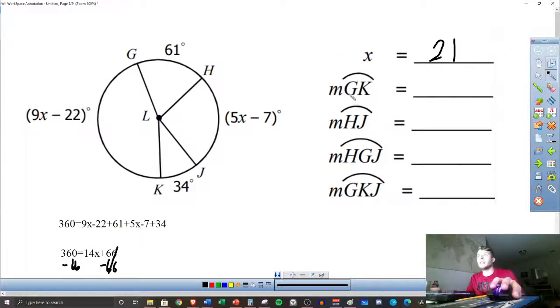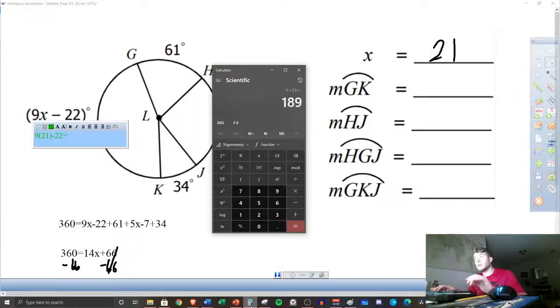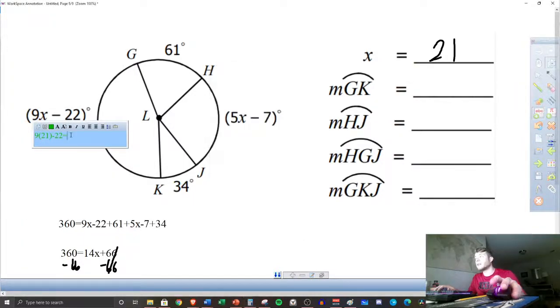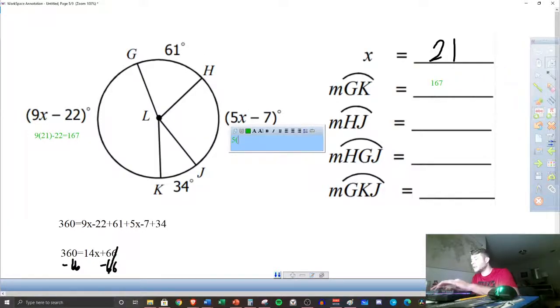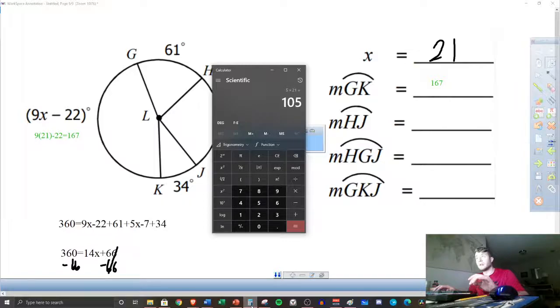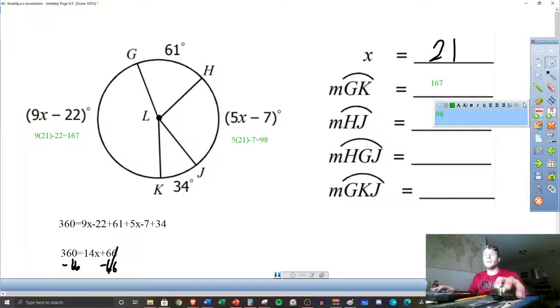All right, so in order for us to get arc measure GK here, we're going to have to plug in 9 times 21 minus 22. We need to know what that equals, so let's see. 9 times 21, take away 22, 167, okay? There it is, so 167 goes in that slot there. H to J, so we need this one. So we're going to do 5 times 21 minus 7. So let's see what that is. 5 times 21, take away 7, so you get 98. So that equals 98. Put that in here. And now we know what all the arc measures are.